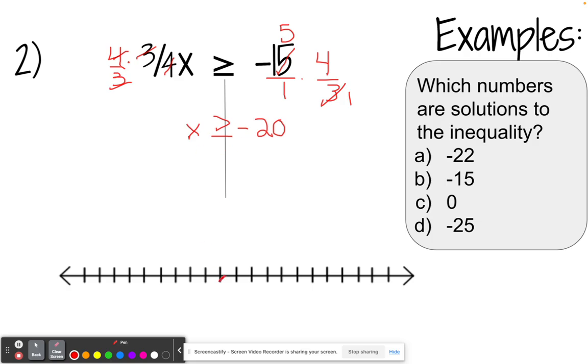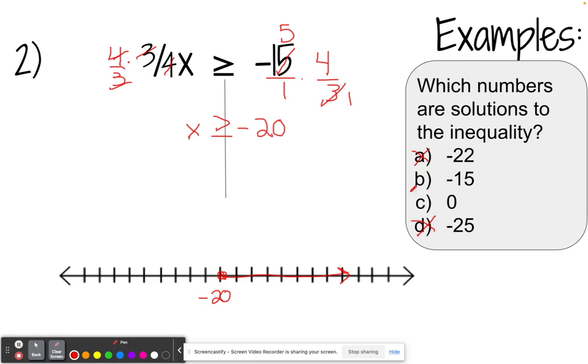So x should be all numbers greater than or equal to negative 20. So here's my 20. Oh, negative 20, I'm sorry. Negative 20. And it's going to go this direction. So what's a number bigger than negative 20? Is negative 22 bigger than negative 20? No, it's right here. It's smaller. That shouldn't work. Is negative 15 bigger than negative 20? 19, 18, 17, 16. That would be right here. So yes, that should be a solution. 0 is going to be out here somewhere. That should be a solution. Negative 25, that's going to be over here. That should not be a solution.